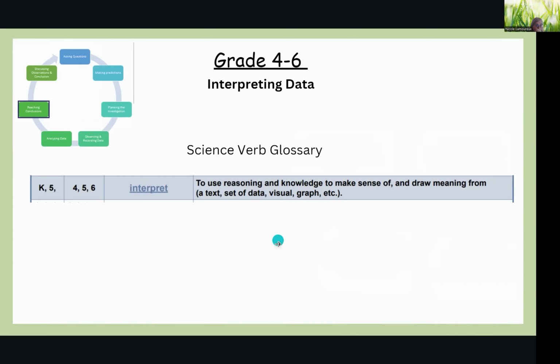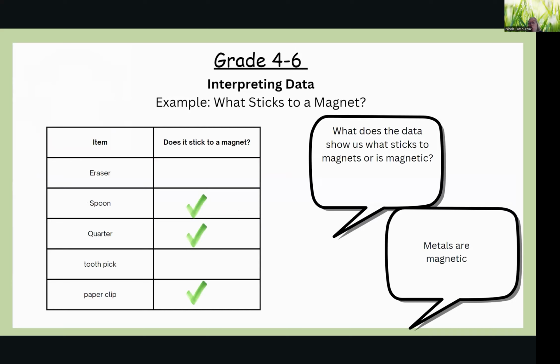Well, in our science verb glossary, again, this is from Science Lens, interpret means to use reasoning to make sense of meaning, right? We saw that graphs help with that, or text or a set of data. So the question would be, well, what does the data show us about what is magnetic? So now I'm using a science term and they generalize that metals are magnetic. And that might spur them to ask, well, are all metals magnetic? So let's zero in now on metals and test that, right? So that could be a way to go forward with this.